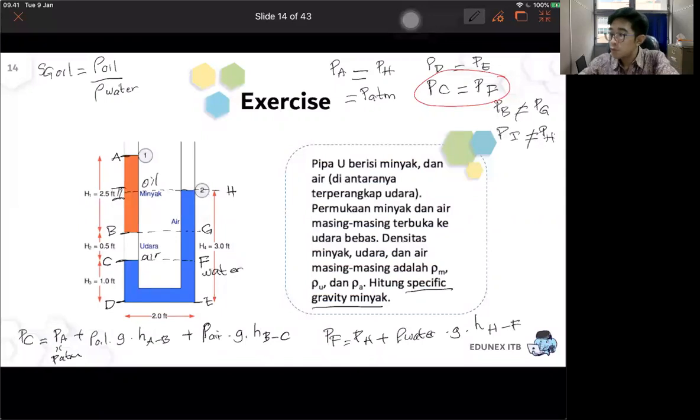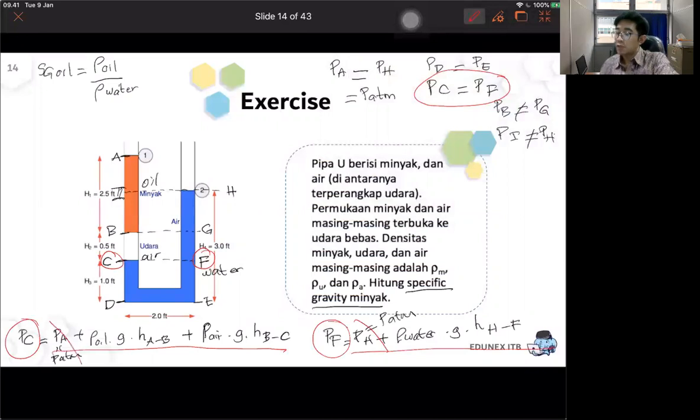So you use these two points, C and F, as the reference. P at H is also atmospheric pressure. So from this equation, P at C and P at F is the same, right? So you just subtract this one from this one. You can cancel out the atmospheric pressure. Then you can have the correlation between the density of oil divided by density of water.